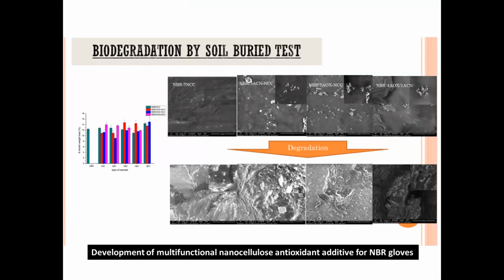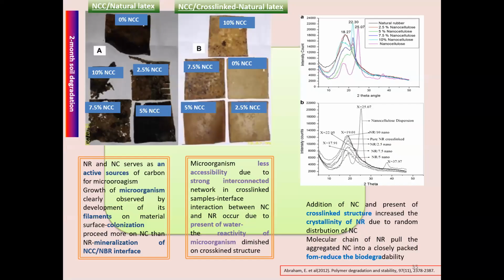And this is another one where they introduced the nanocellulose in the natural latex and the cross-linked natural latex. It showed that due to the cross-linked structures, the degradation of the nanocellulose becomes harder, and due to the cross-link structure and the strong interconnects, the cross-linked nanocellulose is more resistant towards biodegradation as compared to the one with natural latex, which only has physical interactions between the natural latex and the nanocellulose filler.